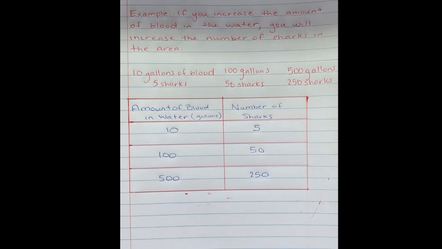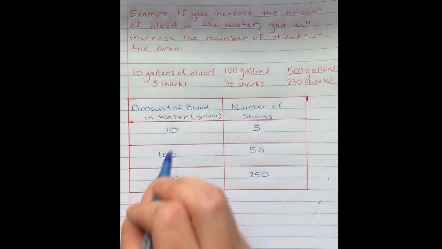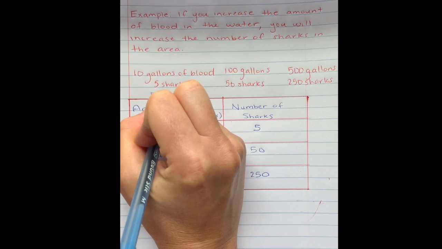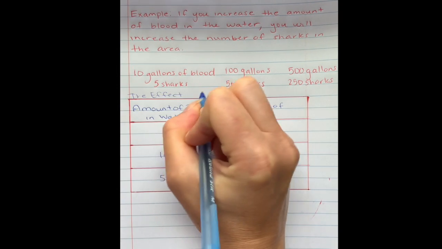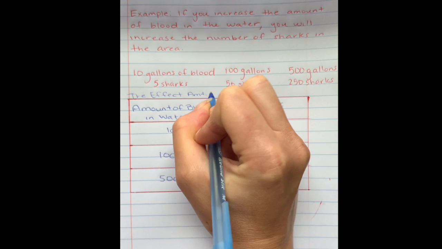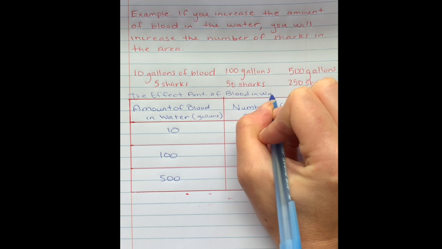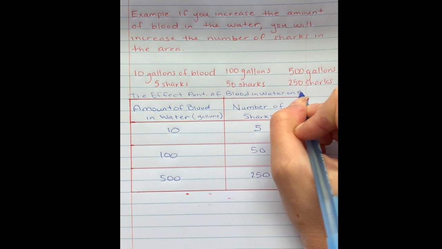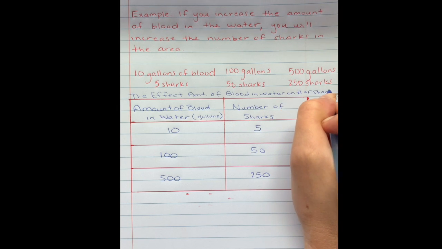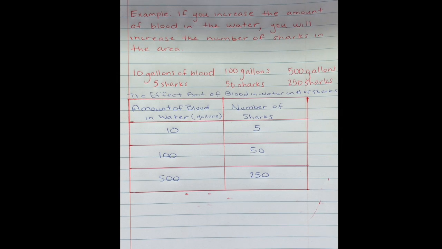The last thing that we need for our table is a title. Now you could start at the beginning writing your title, or you could do it at the end, it's up to you. But I know that my title should be the effect of the independent variable on the dependent variable. So my title is simply the effect of amount, I'm going to shorthand this, of blood in water on number of sharks. And there we have a complete data table.